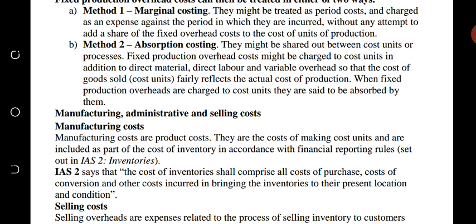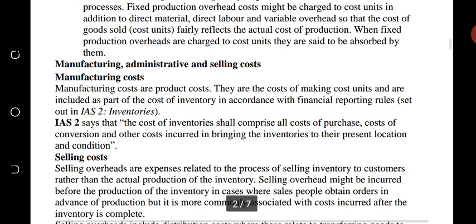Now, under absorption costing, when you want to charge our fixed production overhead, we use what we know as the fixed production absorption rate. You will understand this fixed production absorption rate in the course of our study tonight. Now let's look at manufacturing, administrative, and selling costs. The manufacturing costs should be used in valuing our closing inventory, while the administrative and the selling costs should not be used in valuing our closing inventory.